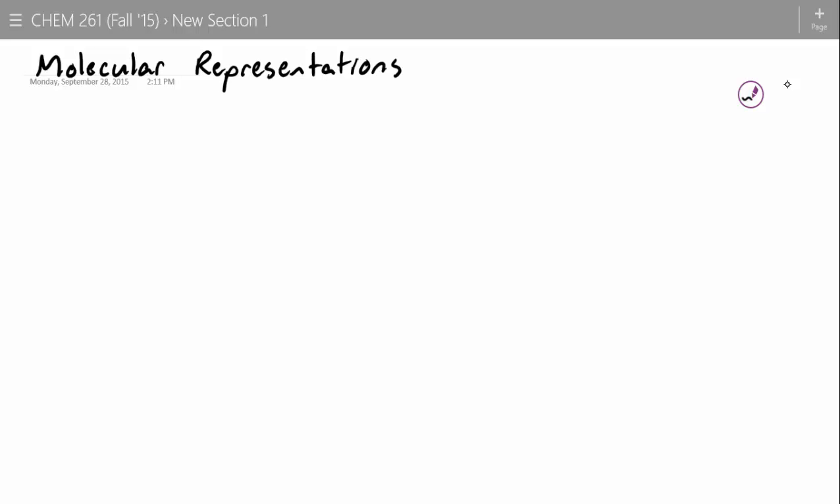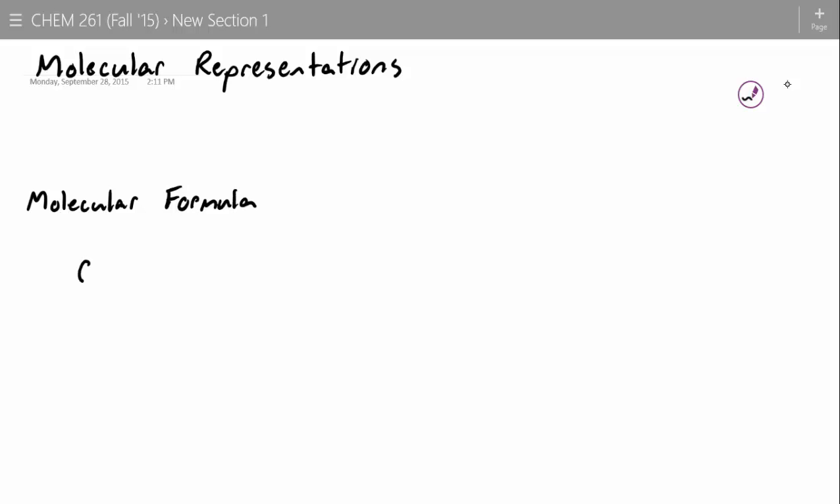And this is something that chemists don't always agree upon. Oftentimes people have different ways of representing the exact same molecules. And let's talk about the different ways we can represent a molecule. The first one is just with molecular formulas.